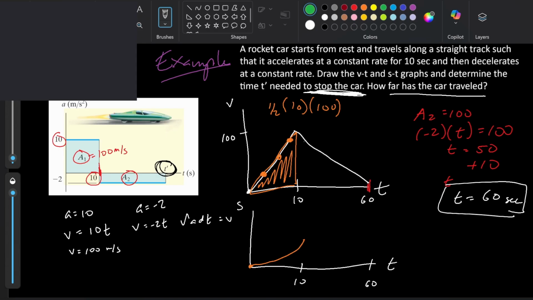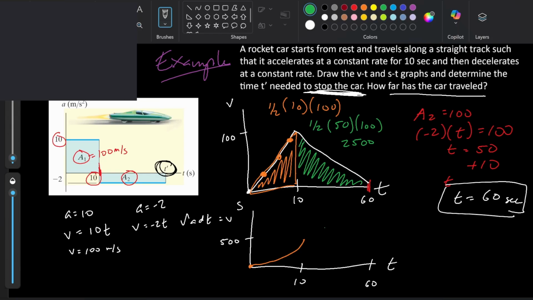And I can do the same for the come back down. Area under the curve, 1/2 base, this time my base is 50. That's the 60 minus 10 gives us the 50. And again, the height of that triangle is still 100. So now that gives me 2,500. Forgot to label on this graph, this was 500, and the area under here is 2,500.